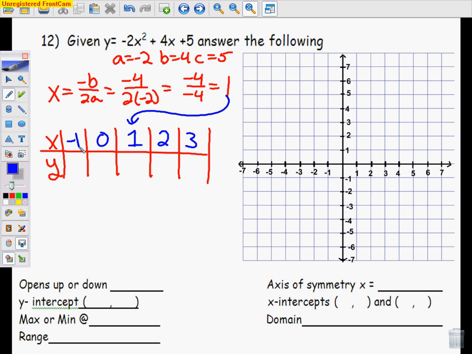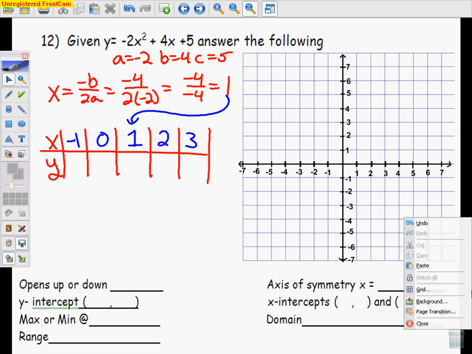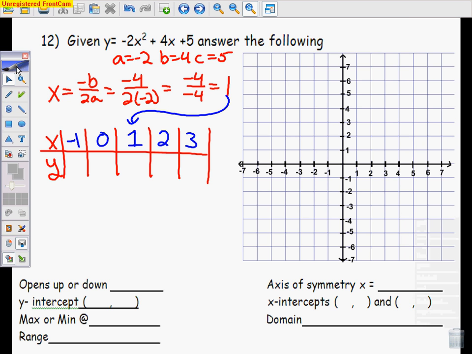Okay? Now that you have those values, you're going to take those and plug those values into your equation. So our equation is y equals negative 2x squared plus 4x plus 5. And when you plug in negative 1, the value you should get out is negative 1. When you plug in 0, the value you get out is 5. When you plug in 1, you get out 7. 2 comes out to be 5. And 3 comes out to be negative 1.